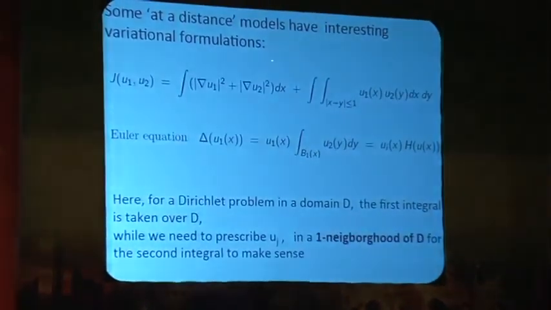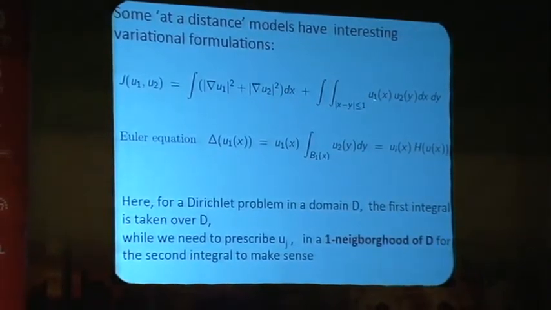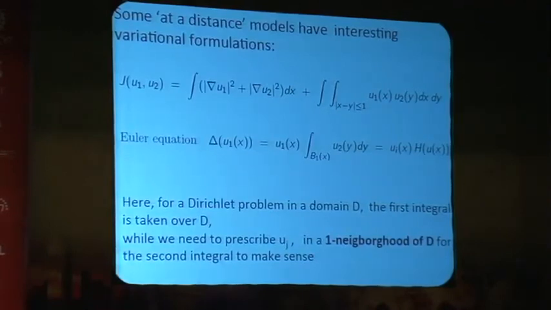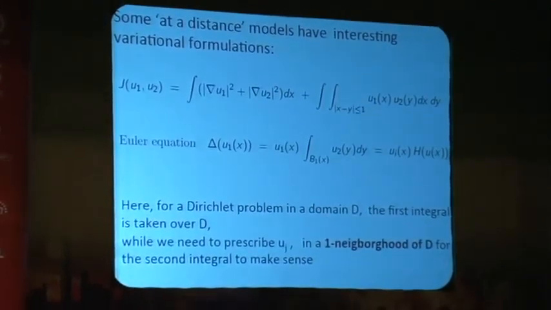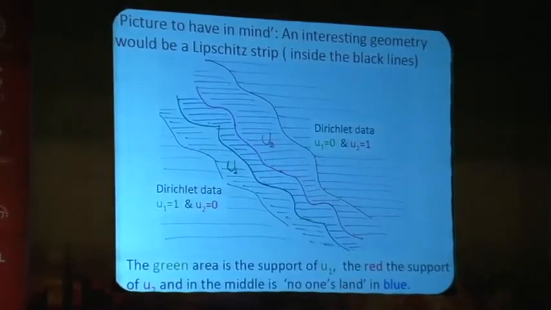You have the two species, gradient u1 squared, so you minimize the diffusion part, and then you minimize a double integral of u1 at x and u2 at y for x minus y at distance less than 1. And this is exactly one of the examples before, because the Euler-Lagrange equation that you get is that the Laplacian of u1 is equal to u1 times the integral in the ball of radius 1 of u2. So this is exactly one of the previous examples, but it has a variational underpinning that may make it very interesting.